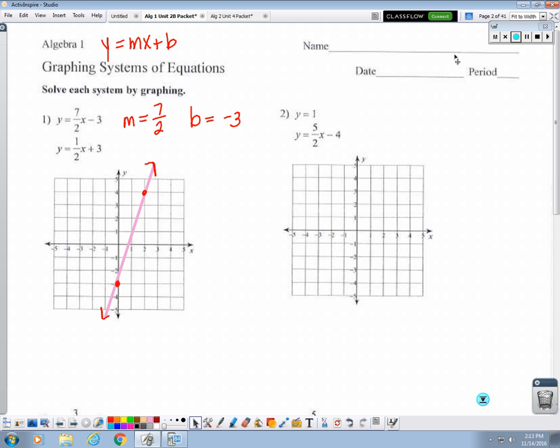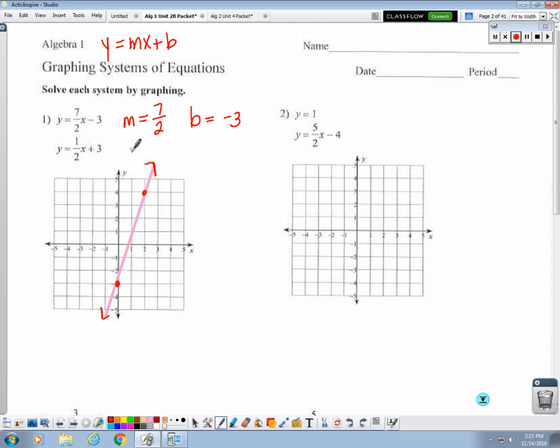Okay, now we're going to graph the second line. Last unit we were just graphing equations, right? But now we're graphing 2 equations, which is known as a system of equations. Anytime you have 2 or more equations, it's called a system. Now, we're only going to be working with systems of 2 equations, but you could have a system of 3 equations or more. But for our class, we're only going to get up to 2 equations at a time.